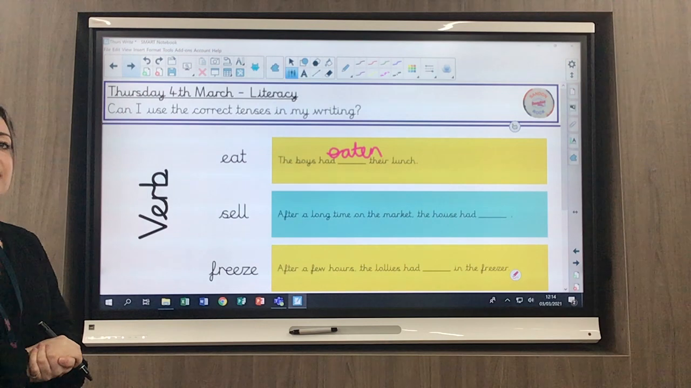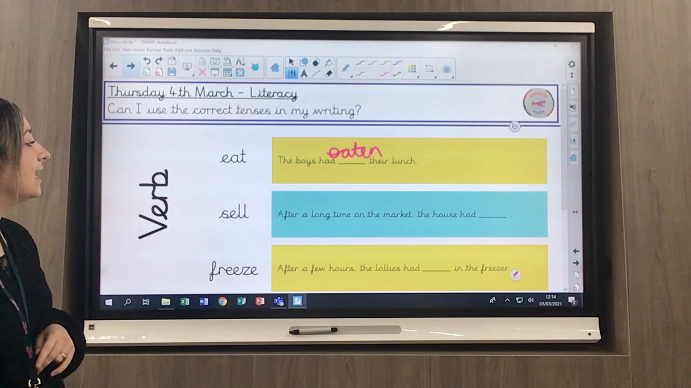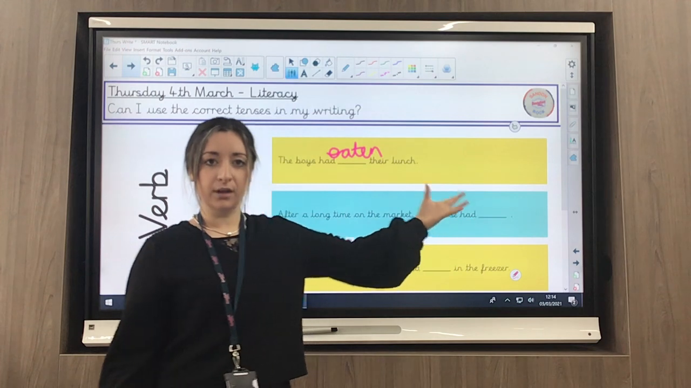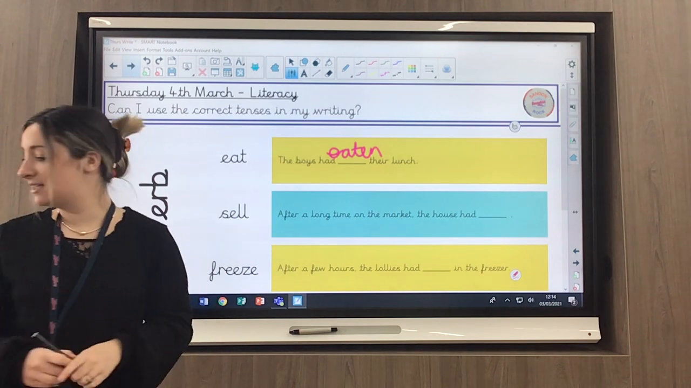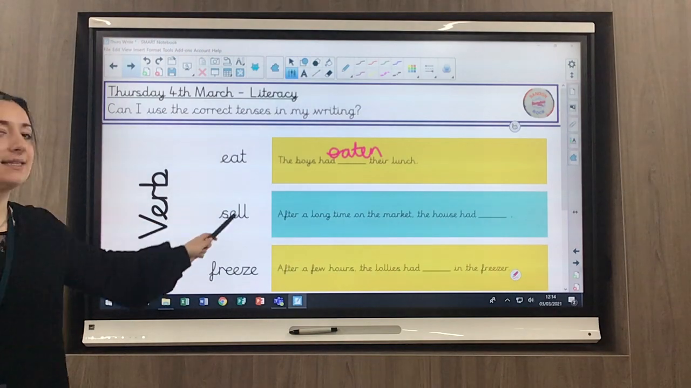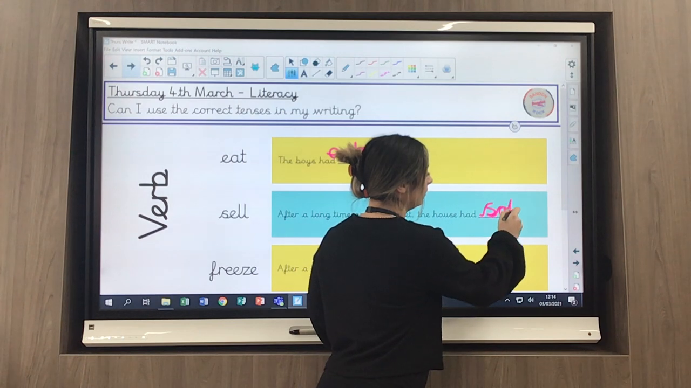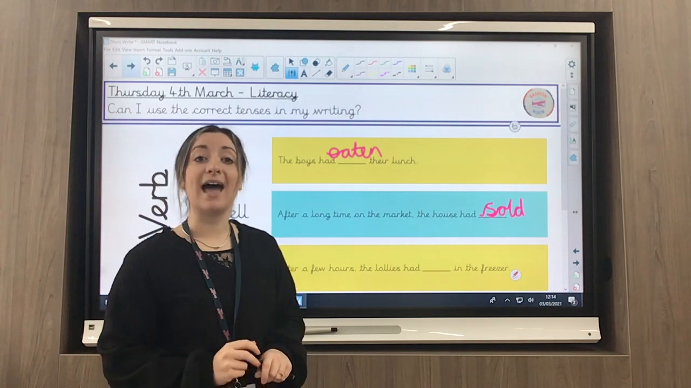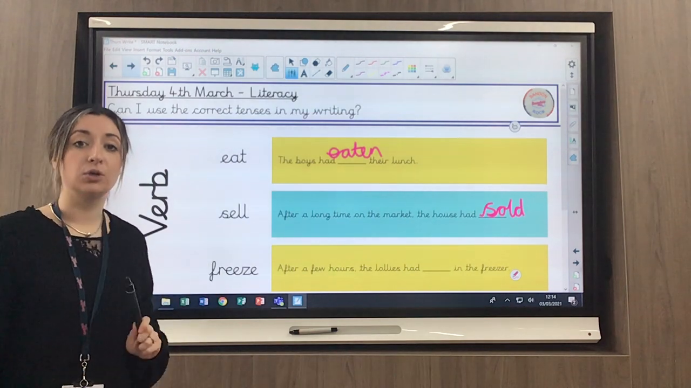So we'll move on to the second sentence now, which is to sell, but we need to change it into past tense. So let's have a look. After a long time on the market, the house had... Okay, so it's not going to be the house had sell, because that is not the correct tense. Okay, so we need to be looking at the verb sell. And if you got it at home, it should be sold. Okay, so after a long time on the market, the house had sold. And sold is past tense for the verb to sell.